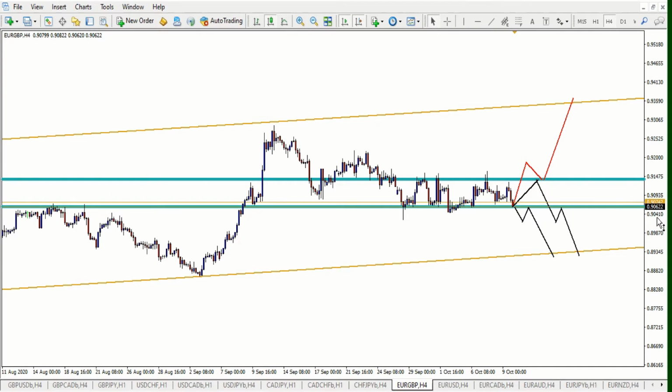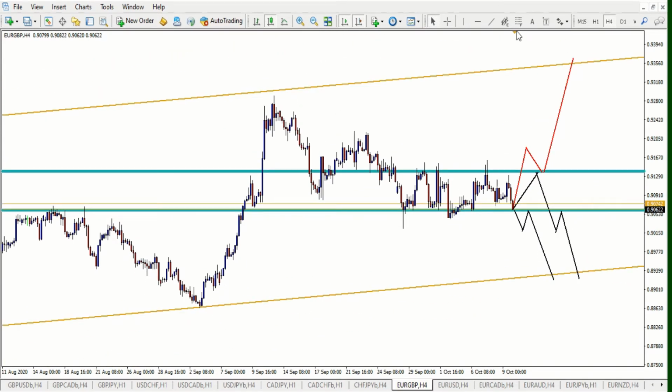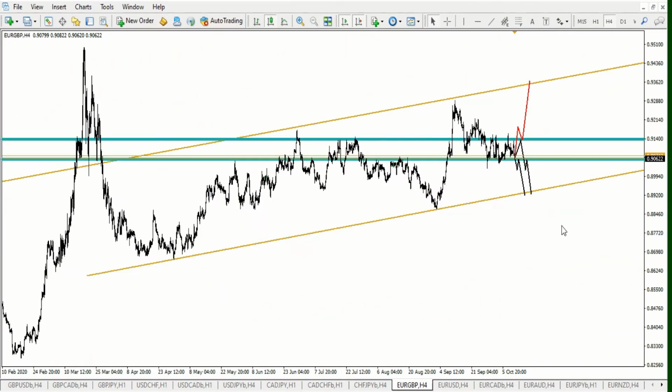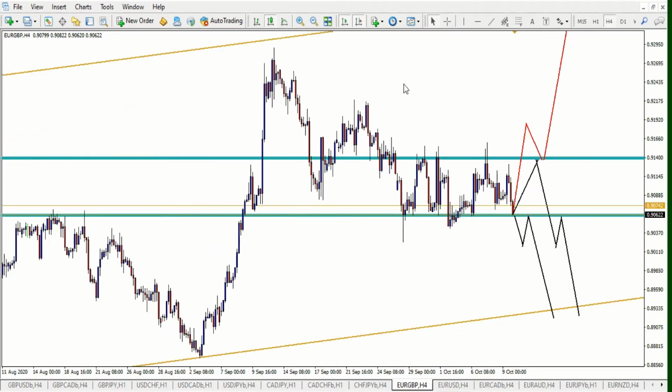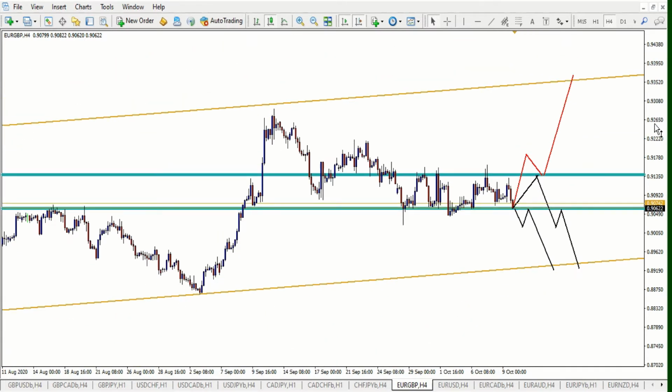But we can see that although we're in an upward channel for now, we are having a bearish or downward motion of this channel. So our bias is for the sell, since the market is making lower highs and lower lows.